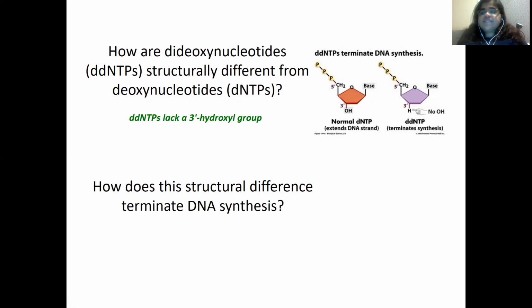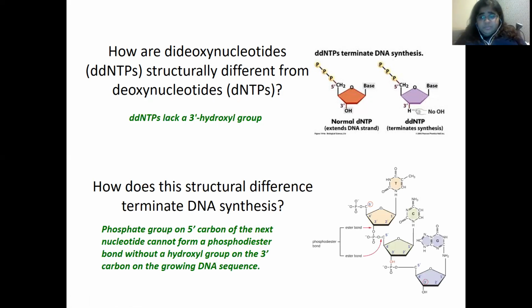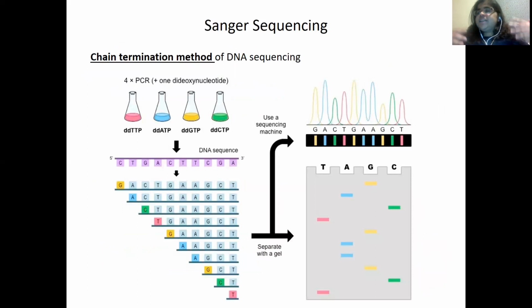And how does this structural difference end up terminating DNA synthesis, right? Essentially, without that hydroxyl group, you cannot continue synthesis, because it cannot form a phosphodiester bond without that 3' hydroxyl group. So that is how Sanger sequencing occurs.